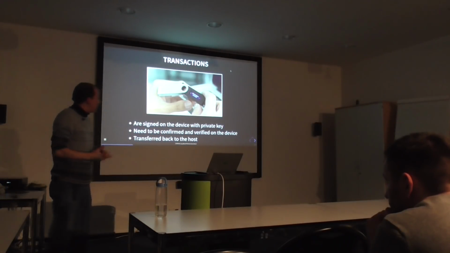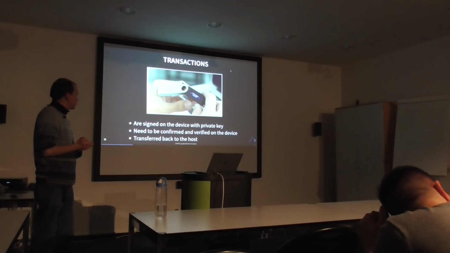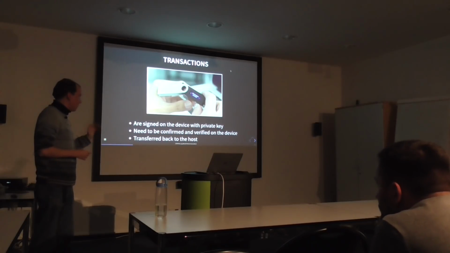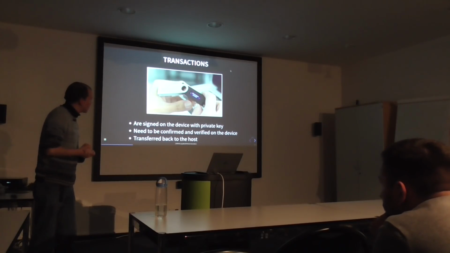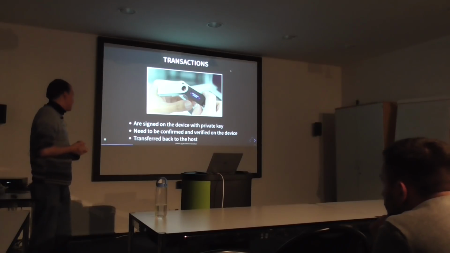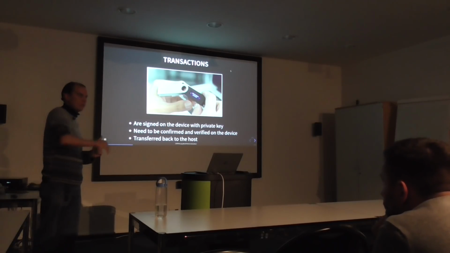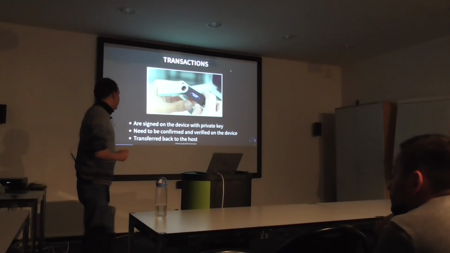And this is how, as I said, a transaction would look, for example. They are signed on the device with a private key that is only known there, and then they need to be confirmed on the device, and you can see that in the picture there. You have a transaction of so and so many Bitcoins, and you can say yes or no. If you say yes, it is signed, transferred back, and then the computer can work with that.